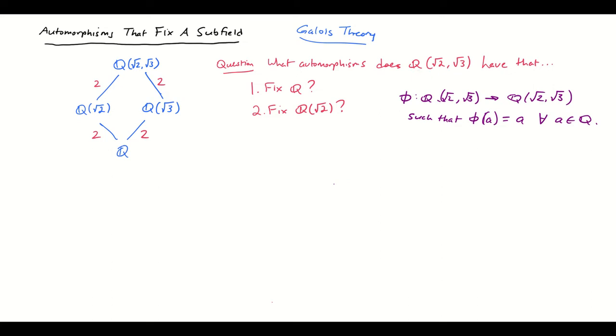So anyway, how in the world do we get our head around all of the automorphisms that fix the rationals and that are from Q adjoin root 2, root 3 to itself? Well, one thing that we're going to use here is the fact that we know exactly what every element of Q adjoin root 2, root 3 looks like. Because we know by degree chasing that this extension field has degree 2 times 2 equals 4 over the rationals. So it's a vector space over the rationals of dimension 4. It can be written like this.